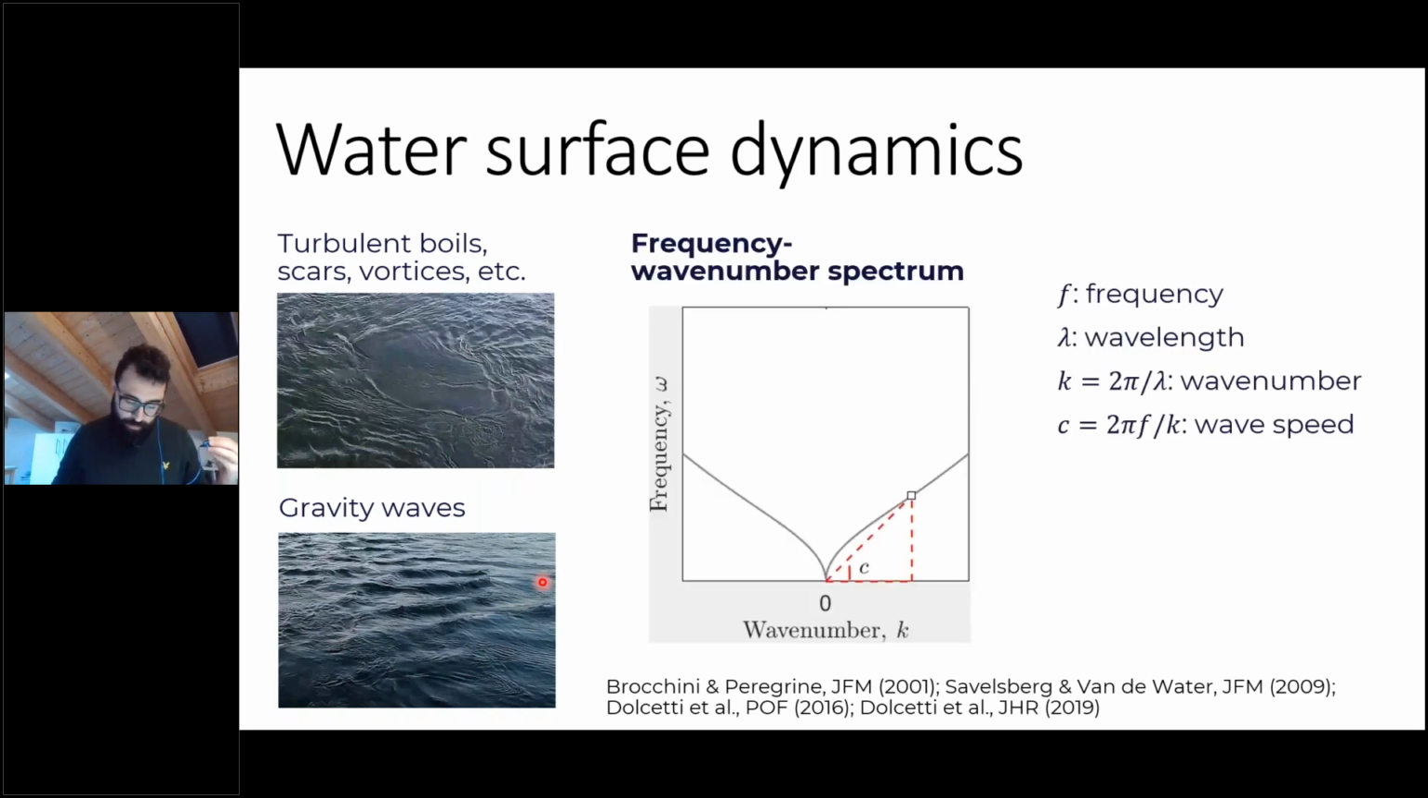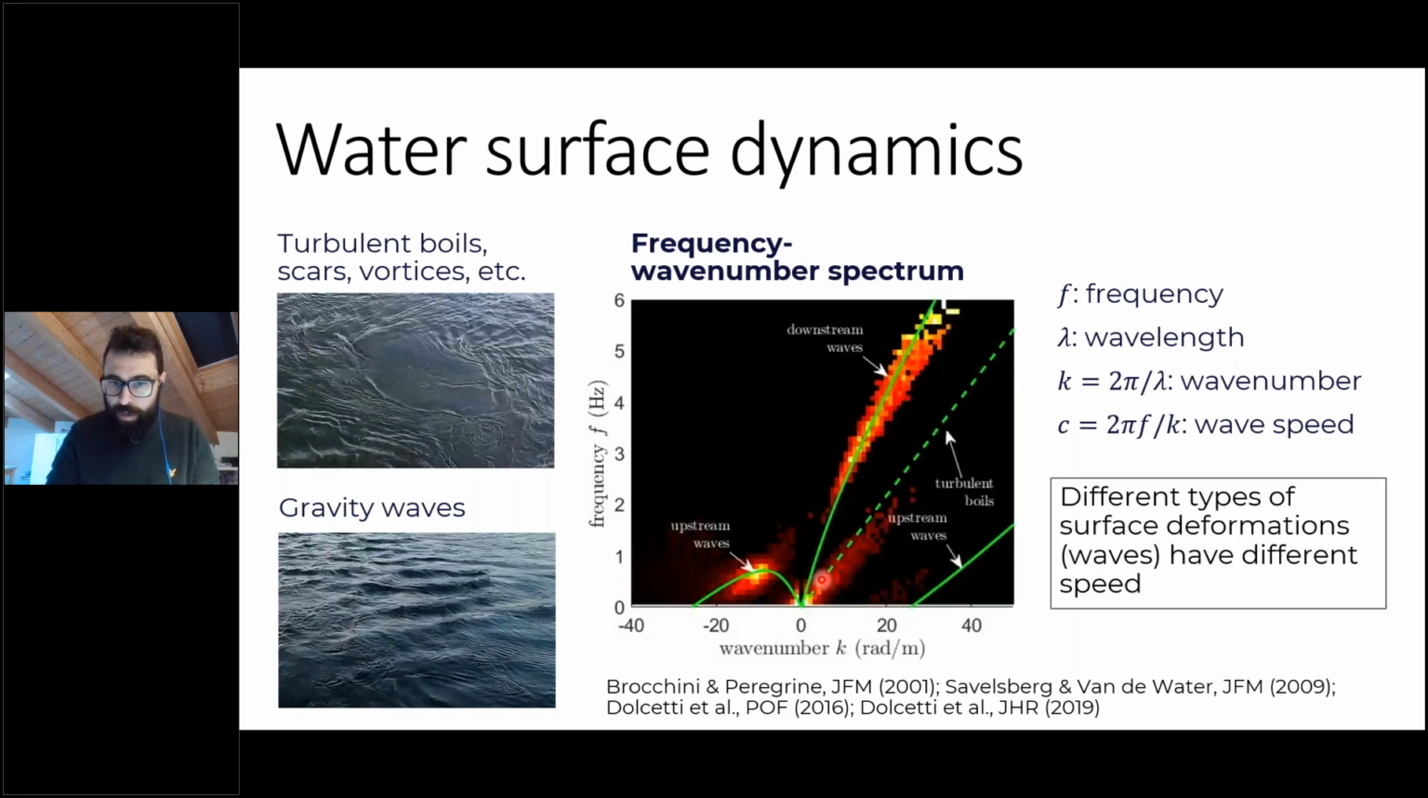To distinguish them, we use what is called the frequency-wavenumber spectrum. We take a Fourier transform and identify the frequency in time of a wave, and the wavenumber, which is like a spatial frequency and tells how many wavelengths per meter we have. The ratio between these two properties tells us the speed of the wave. We can model it quite accurately, especially for gravity waves, but also for the turbulent boils. This is what a typical frequency-wavenumber spectrum looks like in a flow. We can distinguish the turbulent boils, which have a constant velocity close to the velocity of the flow. We can also see that gravity waves can be faster if they're propagating downstream or slower if they're propagating upstream, so there's a Doppler shift induced by the flow.